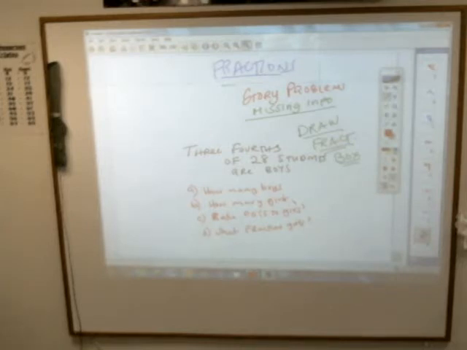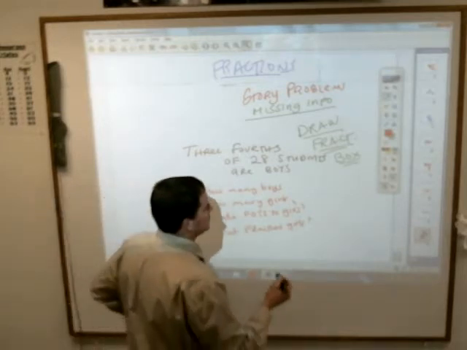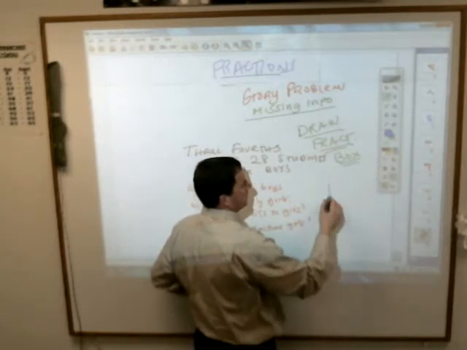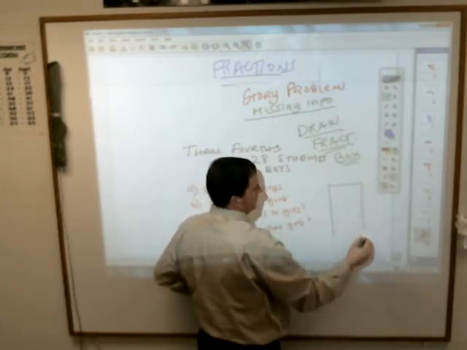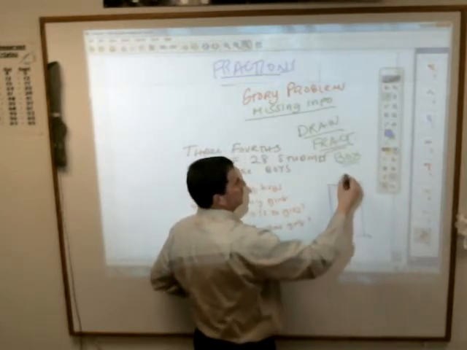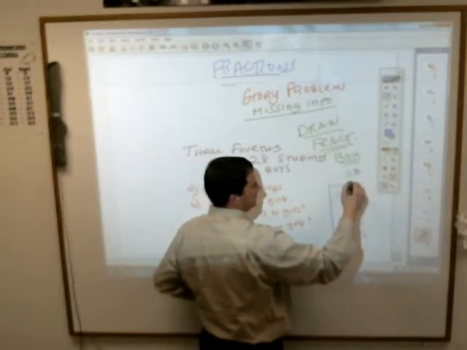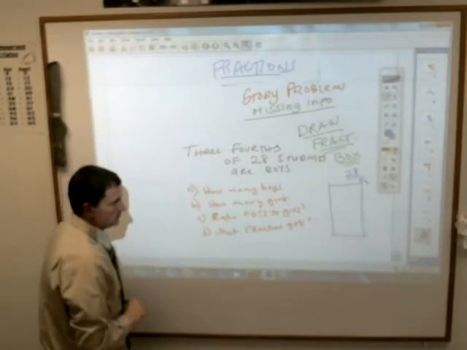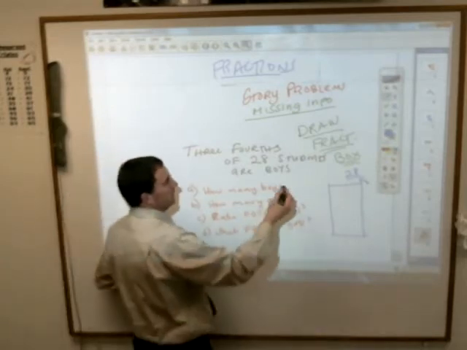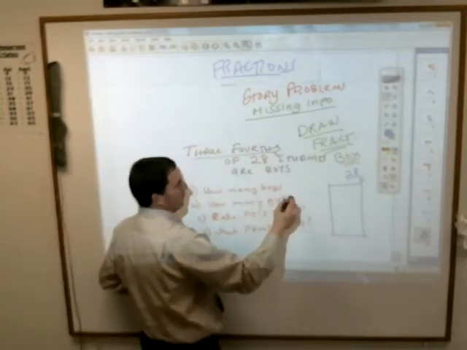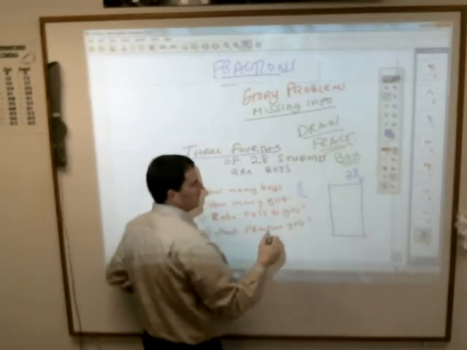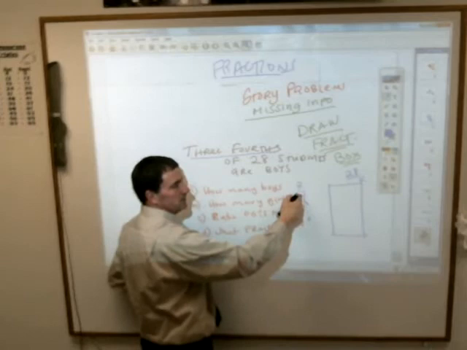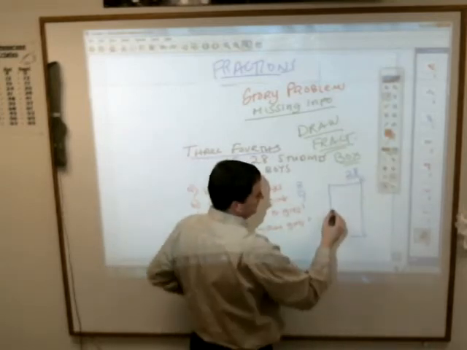All of those can be answered simply by drawing yourself a fraction box that looks like this. What does this stand for? All 28 students. That's the whole kit and caboodle. I know that 3/4 are boys. So the information you get from that is, how many equal parts are you cutting it into? 4.